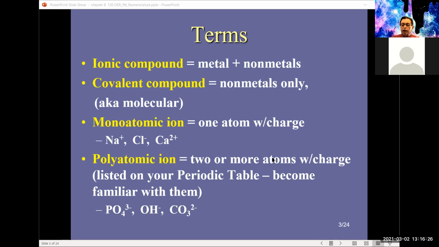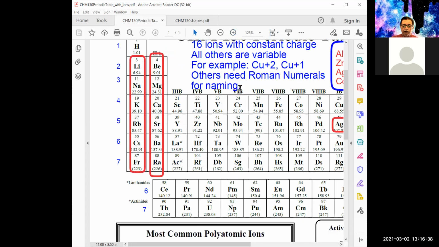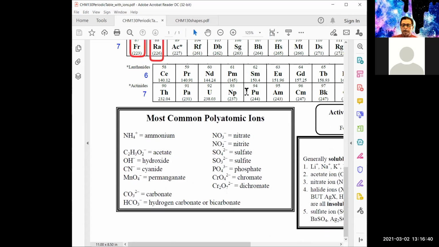We also have the polyatomic ions. This is listed on the periodic table to refresh your memory. On the periodic table, bottom left-hand corner, we have the most common. There's thousands of these, but the most common polyatomic ions are listed here. Okay, we only have one cation, and the rest are anions, all negative charge. Again, those are units. We don't separate them.